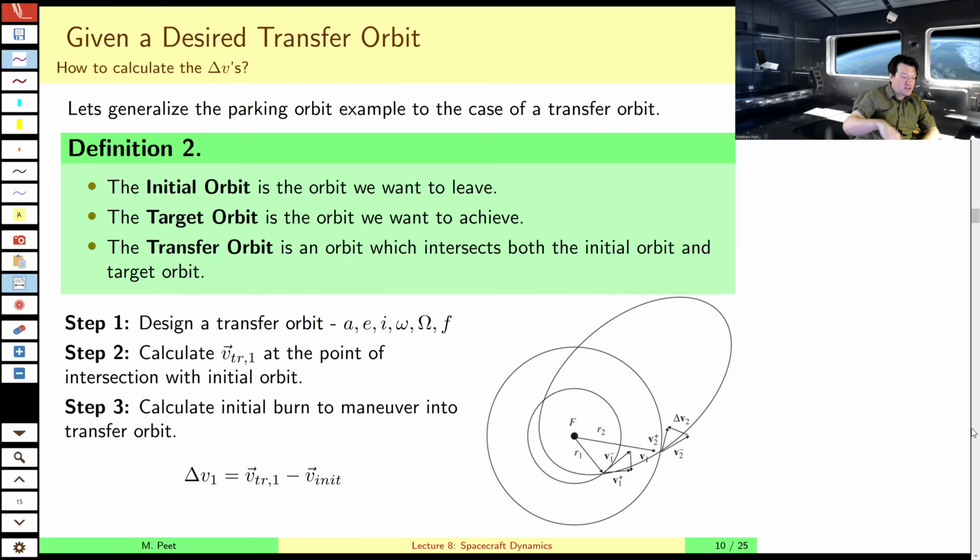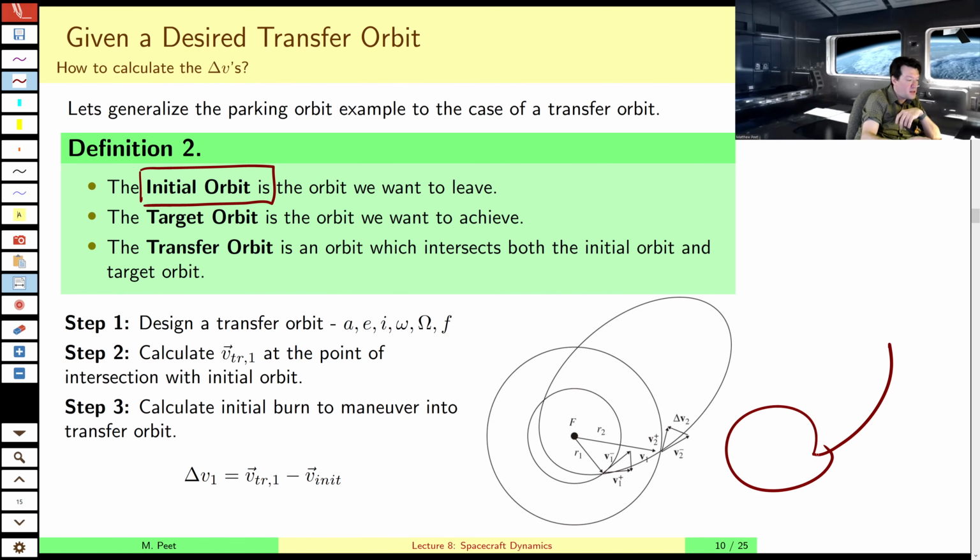So let's just think through these steps. In general, we're not going to be able to solve this problem in complete generality at this point. We have to come back to it in lecture 10. But let's just think about it in general. The process is we have an initial orbit we're in for each of these stages, each of these legs of the journey. We have an initial orbit. Let's color code it. That's our initial orbit.